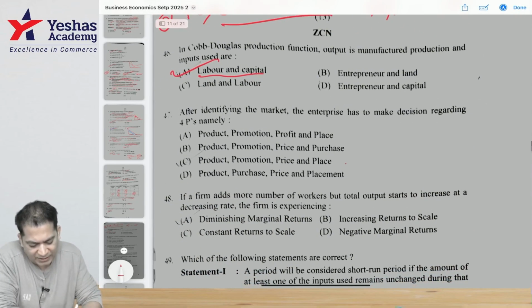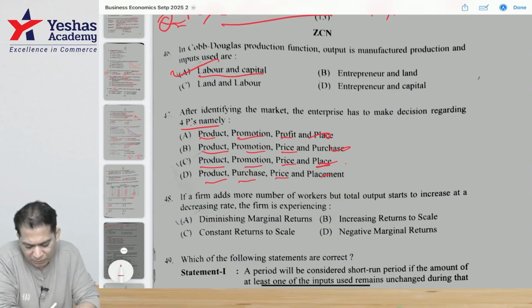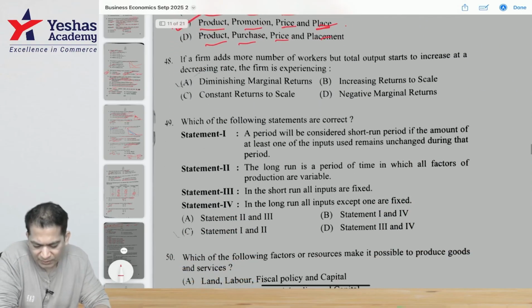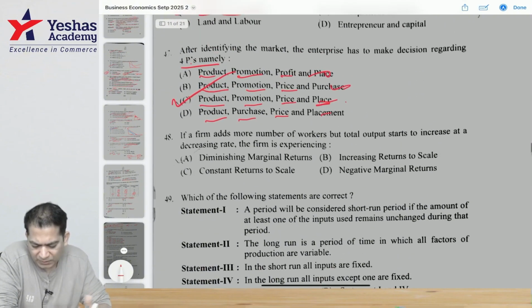After identifying the market, an enterprise has to make decisions regarding the four P's. Product, promotion, profit, place, no. Product, promotion, price, purchase, no. Product, promotion, price and place. Product, purchase, price and placement, no. Promotion, price and placement would have been a better option, but let's see. The best possible option, I'll go with C.